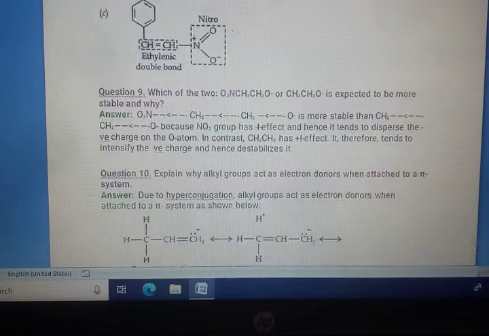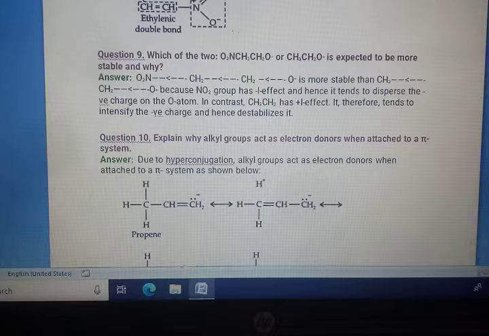Here is a very important question: which of the two, O2N CH2 CH2O minus or CH3 CH2O minus, is expected to be more stable, and why? Very important question. First of all, you have to draw the structure, and after drawing it, you can see the arrow mark. Why are they strong? Because the nitro group has a negative inductive effect, and the second one has a positive inductive effect. You know very well what negative and positive inductive effects are. Since the positive inductive effect is there, it tends to intensify the negative charge, and hence it destabilizes the structure.